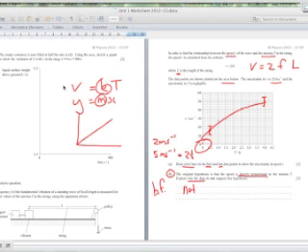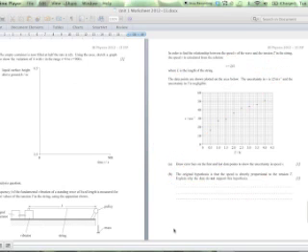It's not the best fit line. The best fit line is not straight and not through 0, 0, not through the origin. So those would be your reasons for that.